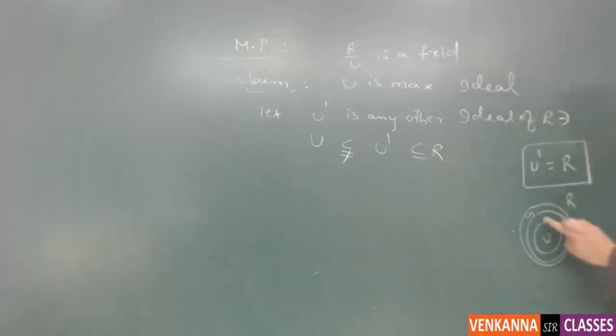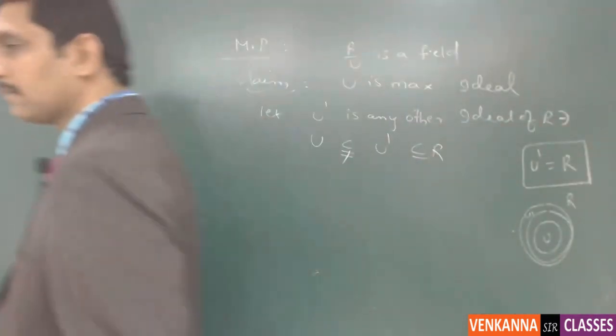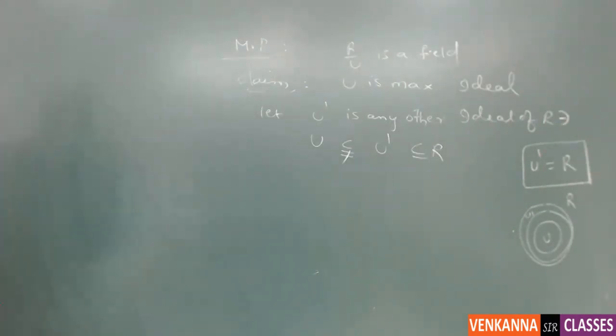So I have taken that u dash is bigger than u. Now what happens? If these two become equal, then it means that there is no ideal between u and R. Accepted? If you have proved that u dash is equal to R, all of you agree? Please tell.